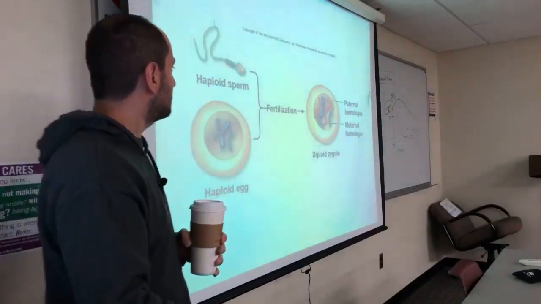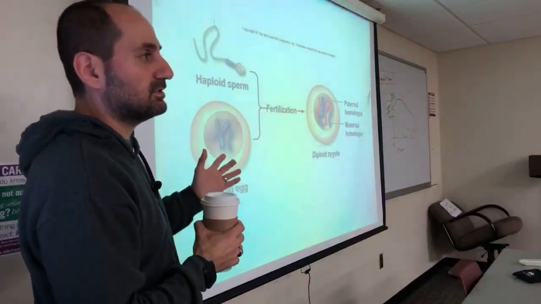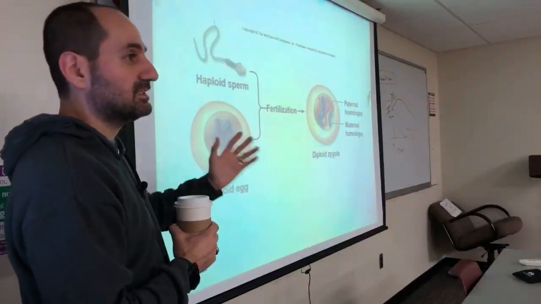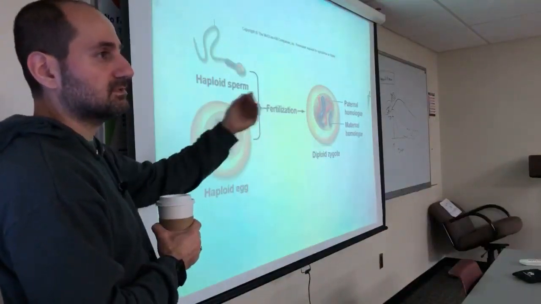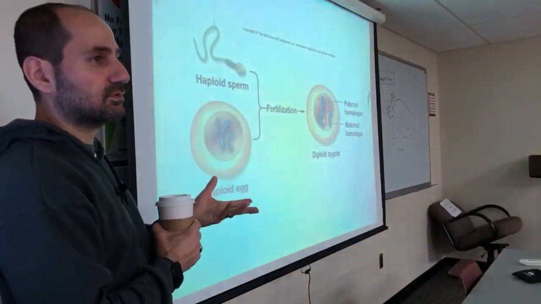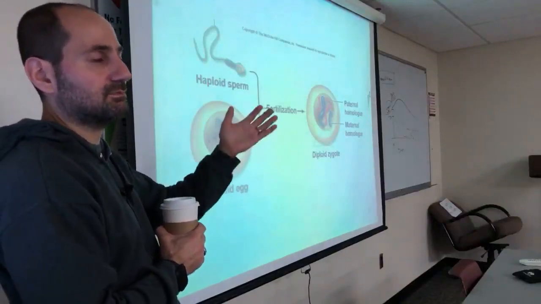So again, the haploid sperm has 23 chromosomes. The haploid egg has 23 homologous chromosomes. They come together. That's how you get your two homologous sets of chromosomes. You have your 46 chromosomes, a mom and a dad chromosome 1, a mom and a dad chromosome 2.